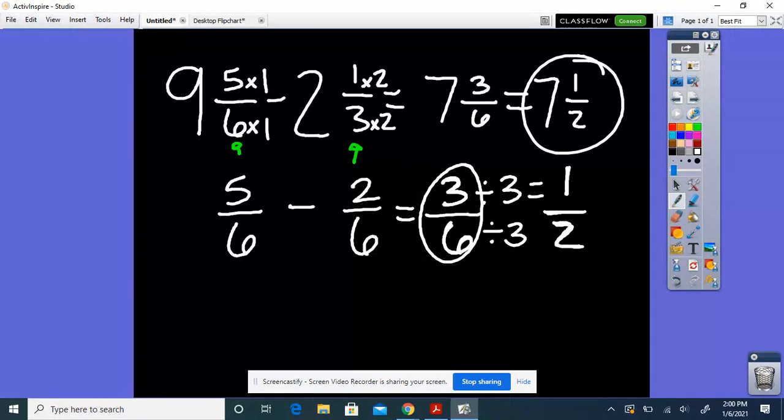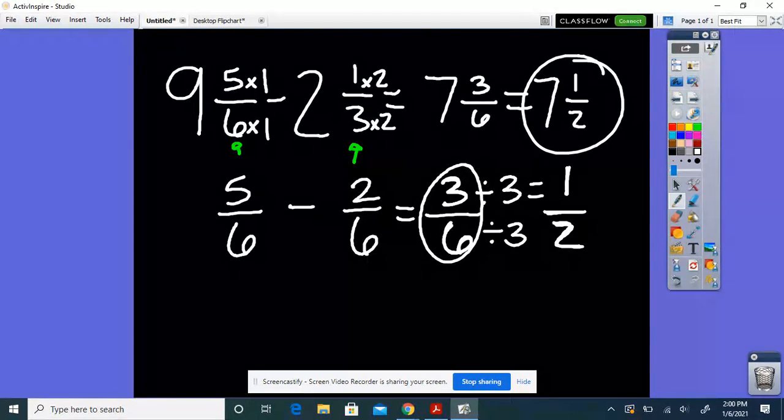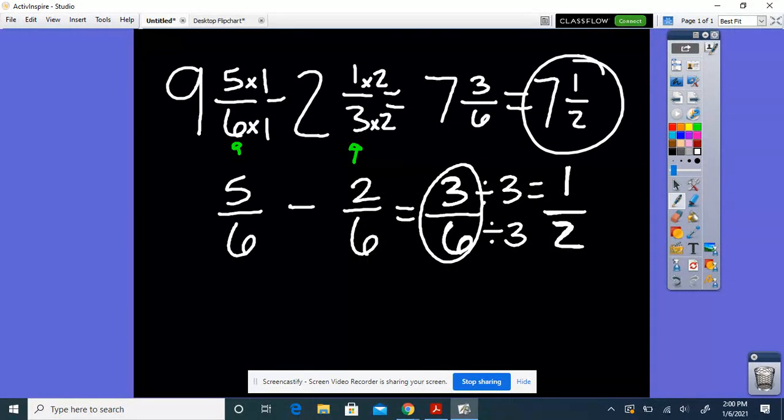Like I said before, there are going to be a few extra steps on some of these problems, like simplifying, and converting improper fractions to mixed numbers and vice versa. So just make sure you are confident in those skills before you complete page 387. Okay, thank you. Bye.